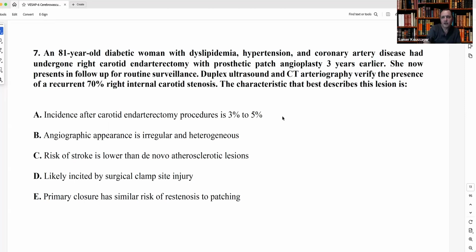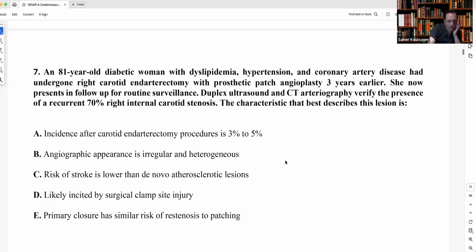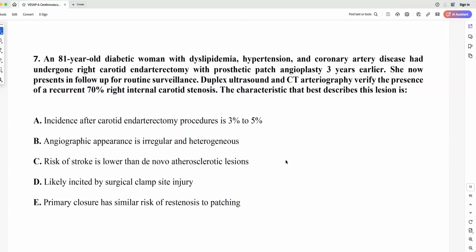Okay. All right. Any questions? So let's go through the questions, one by one. Incidence after carotid endarterectomy procedure is 3 to 5%. We said up to 10. Angiographic appearance is irregular and heterogeneous. If it's intimal hyperplasia, it will be regular and more homogeneous.